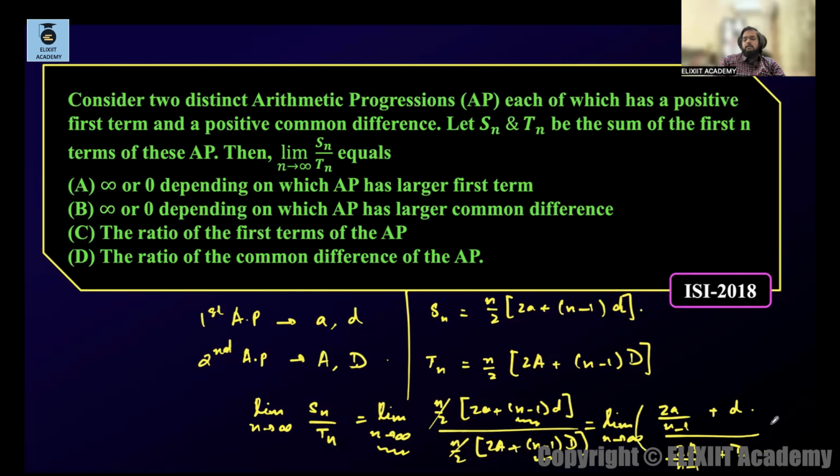So now, can you figure out that this quantity 2a is a positive quantity, all these are positive quantities. A positive quantity divided by infinity will tend to 0, this will also tend to 0. So what is the answer? The answer is d by D. And what is d by D?